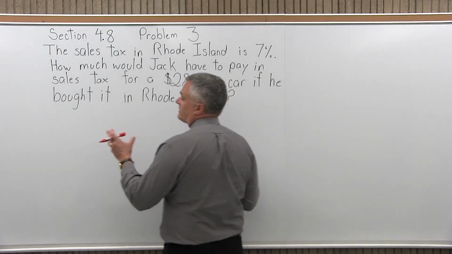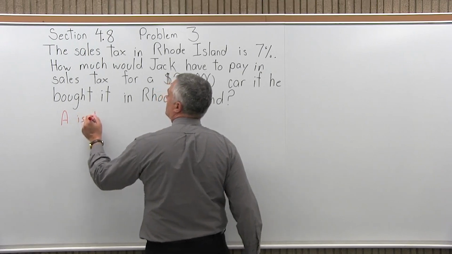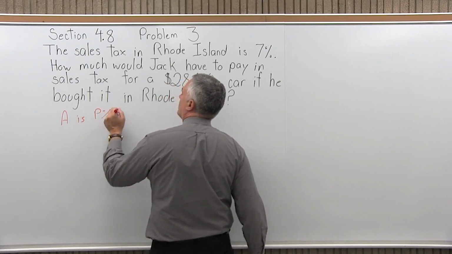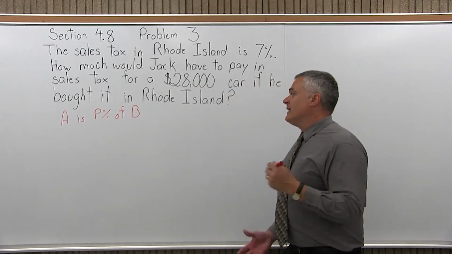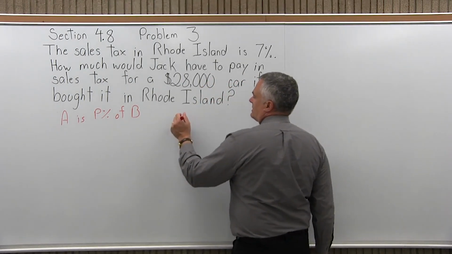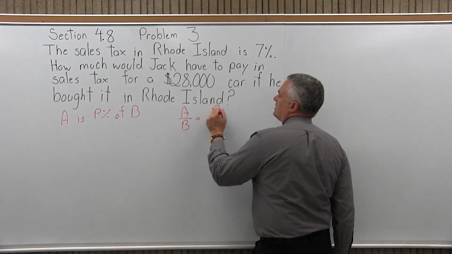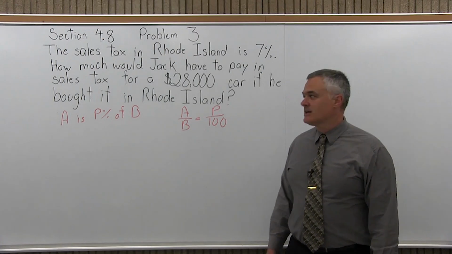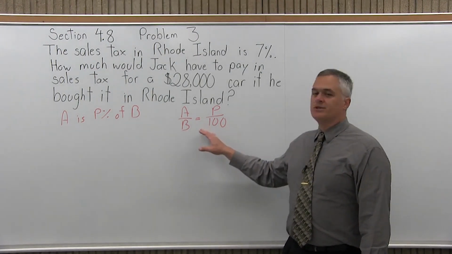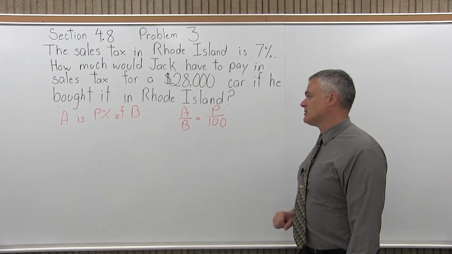What I want to do is set up the problem so that I can word it in the way A is P% of B. The reason I want to do that is because I have a formula that looks like this: A over B equals P over 100. And again, there's other ways to calculate sales tax, but if it's a percent problem, this works, and I like having just one formula that works for everything. That's why I do it this way.